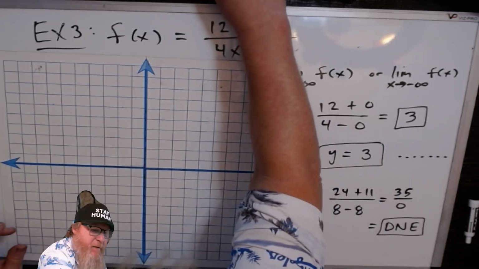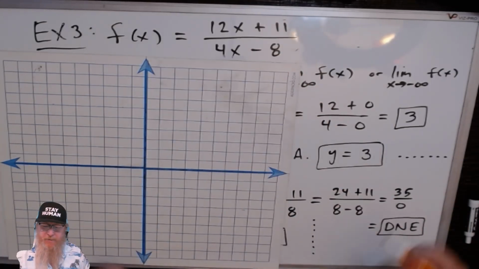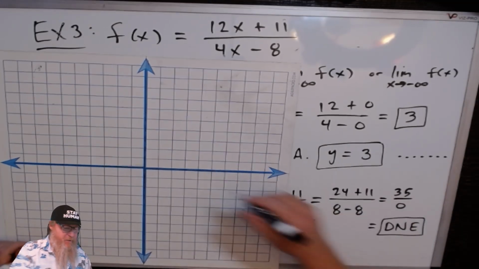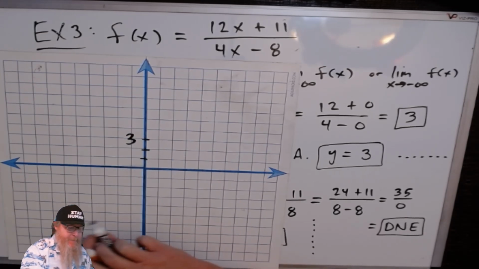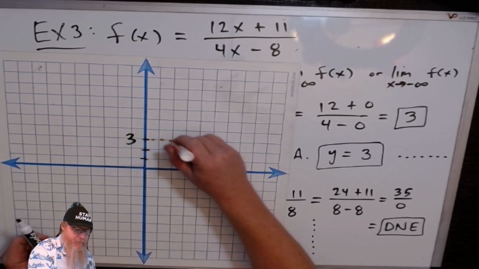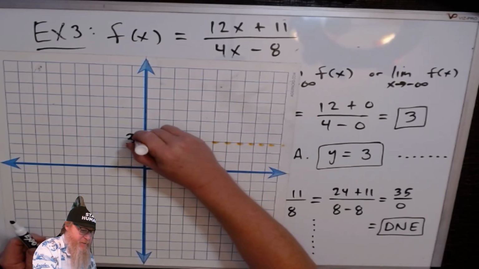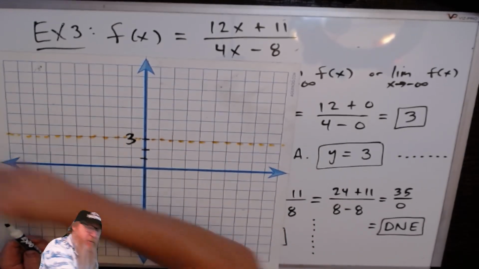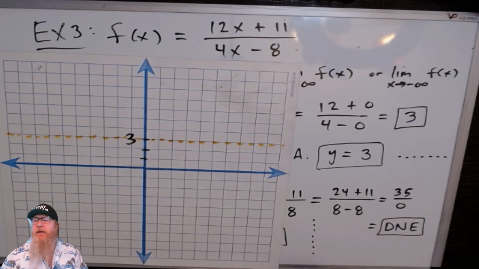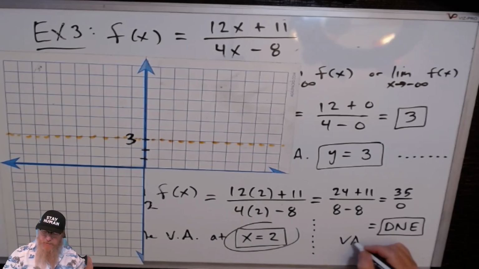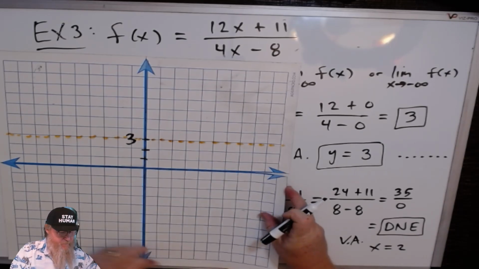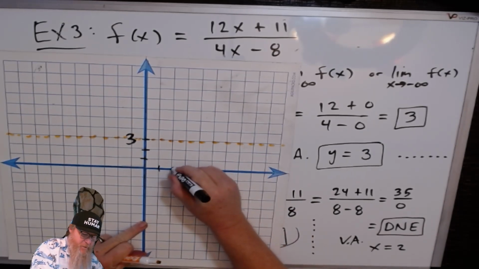All right, let's see the graph. So I've got a horizontal asymptote at 3. Passes through the y-axis at 3 horizontally. I've got a vertical asymptote at, let's take a peek, 2. One, 2.